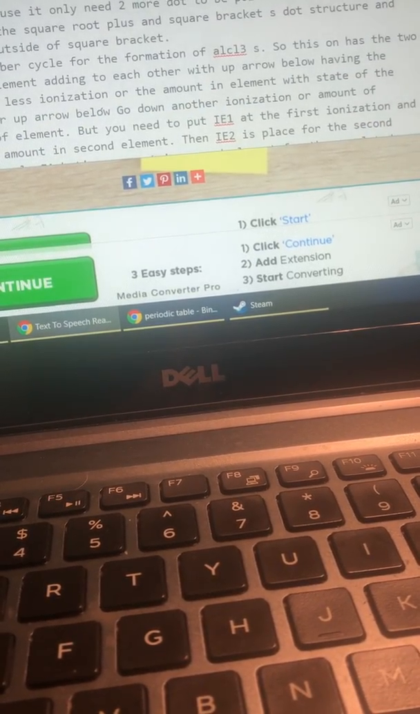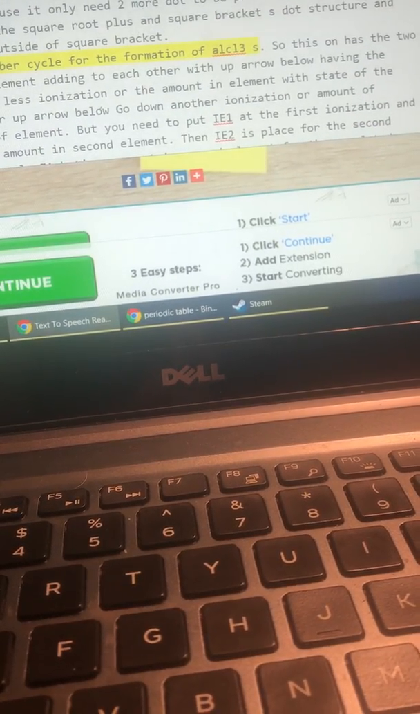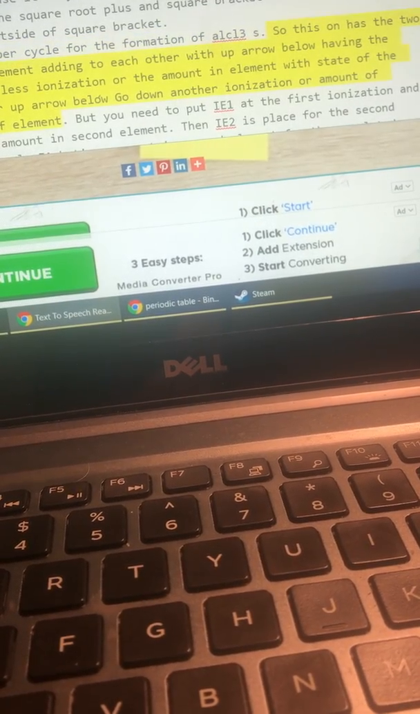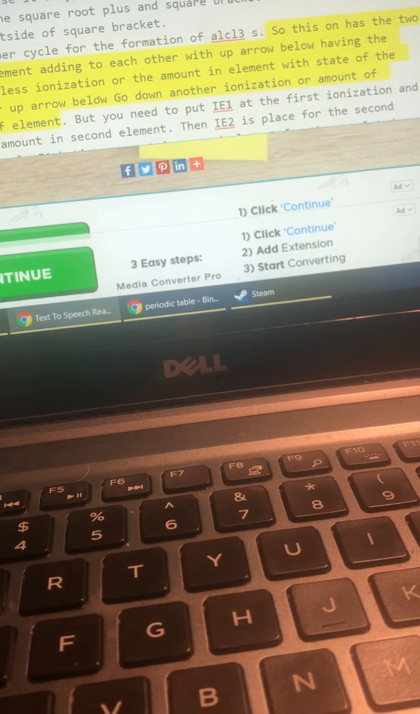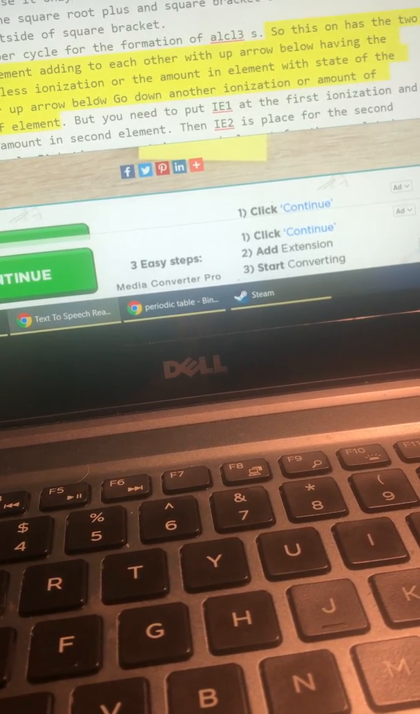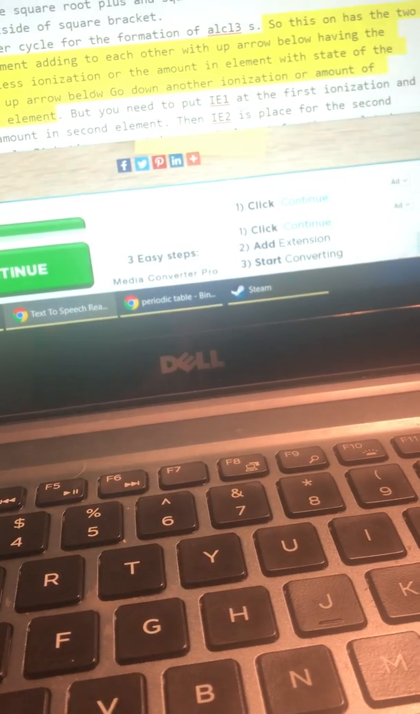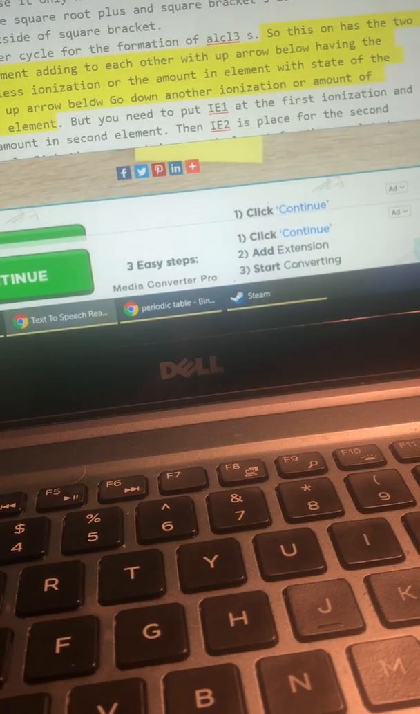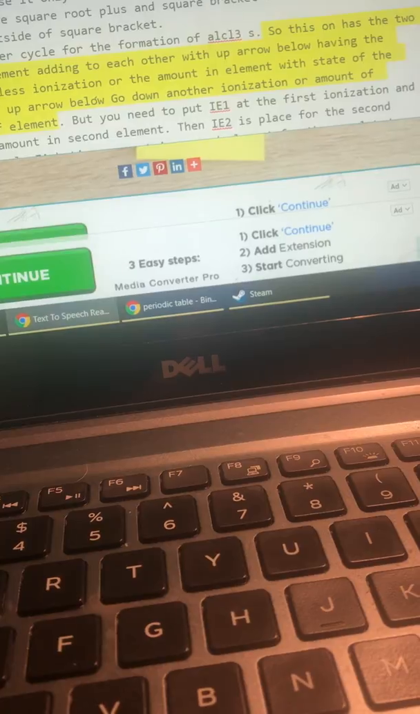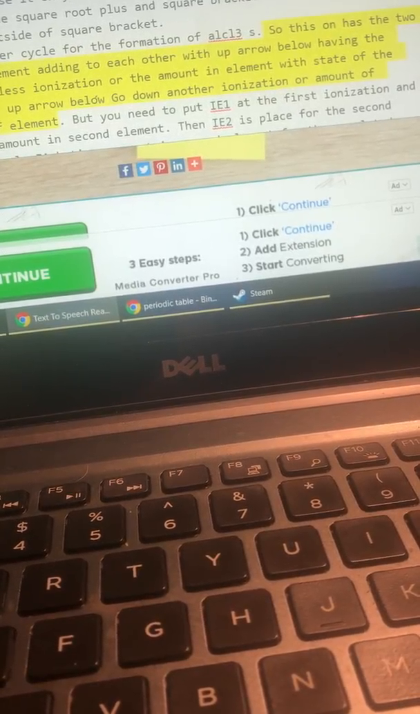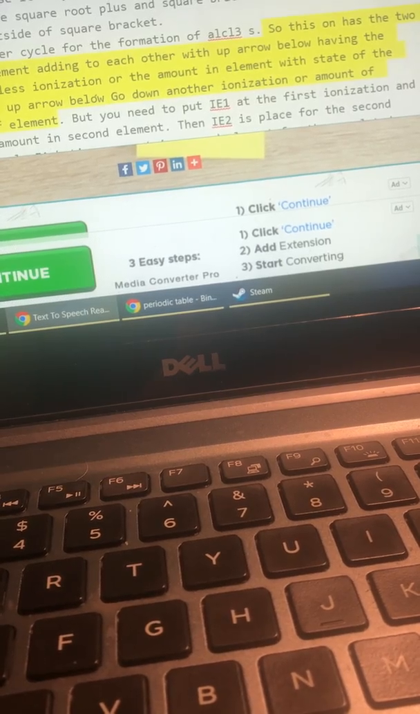12. Draw the Born-Haber cycle for the formation of AlCl3(s). This one has the ionization of the element adding to each other with an up arrow, below having the element go down one less ionization, or the amount of element with the state of the element, with another up arrow below going down another ionization or amount of element and state of element.